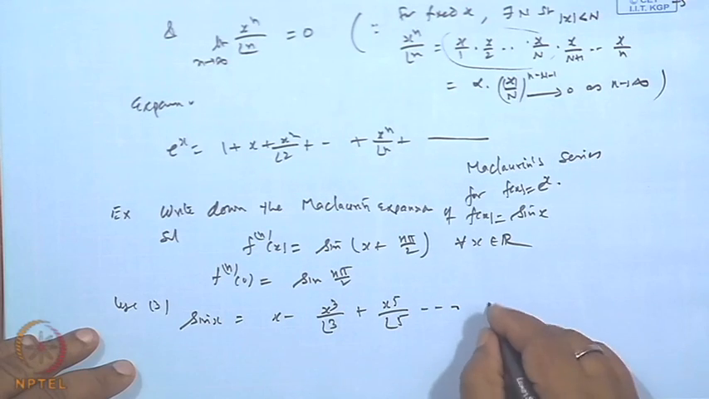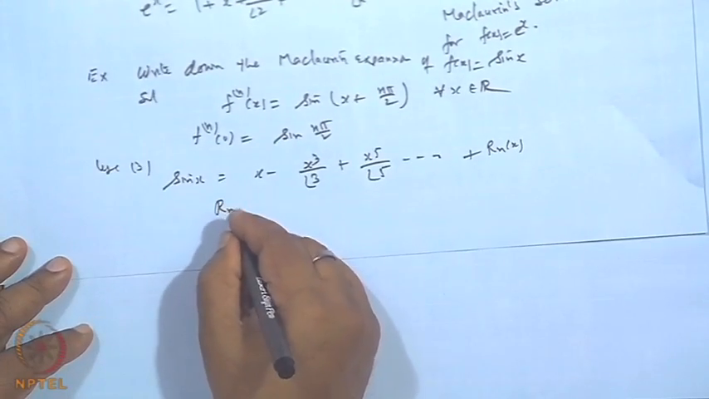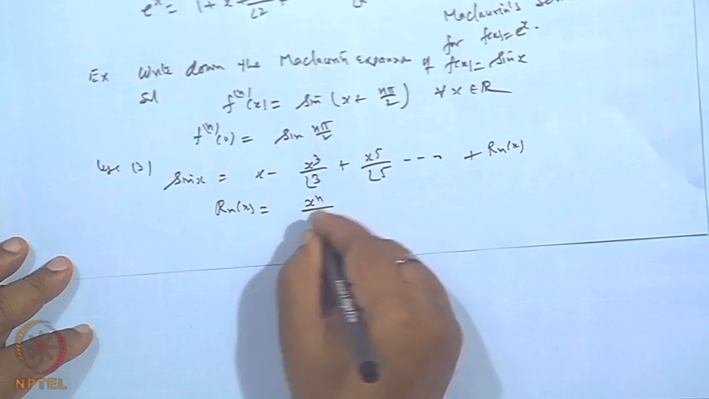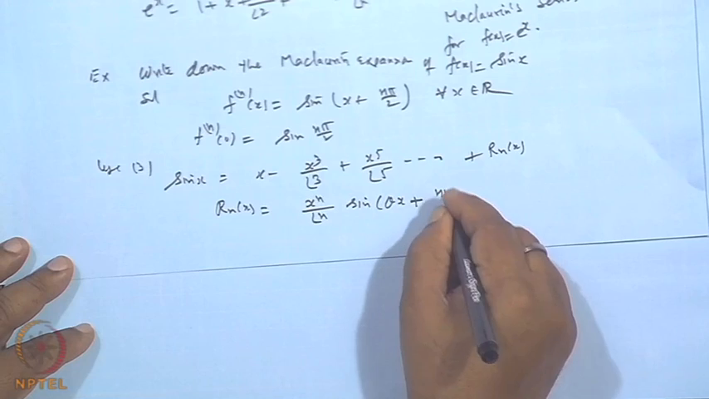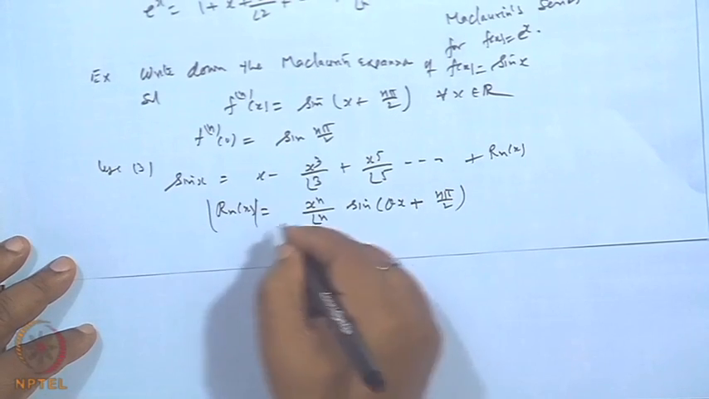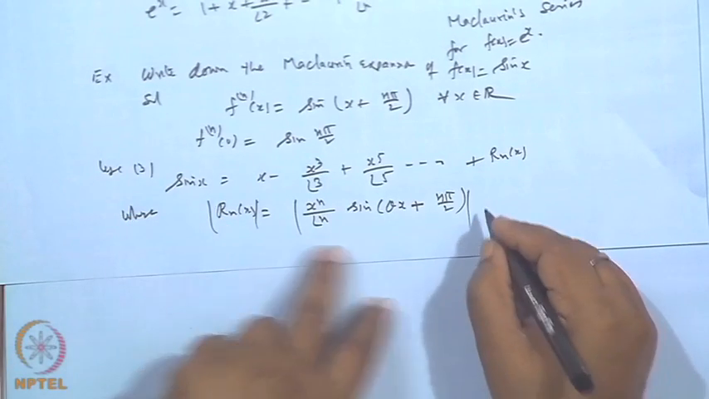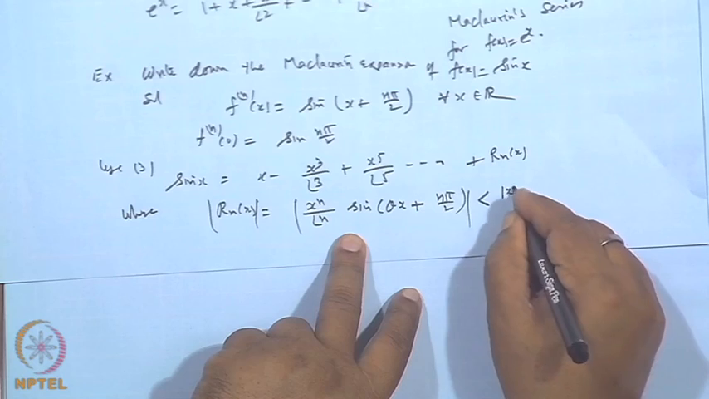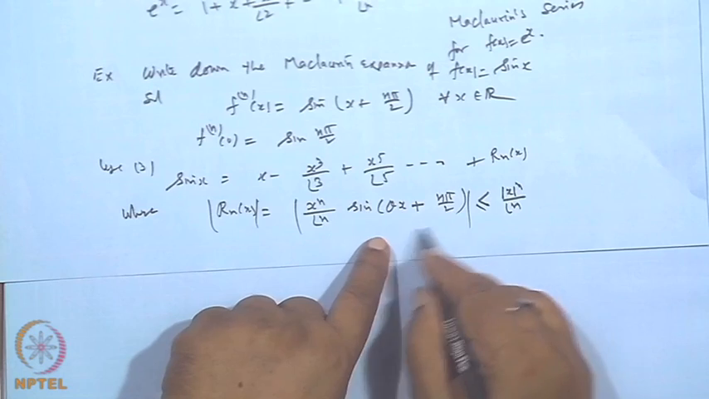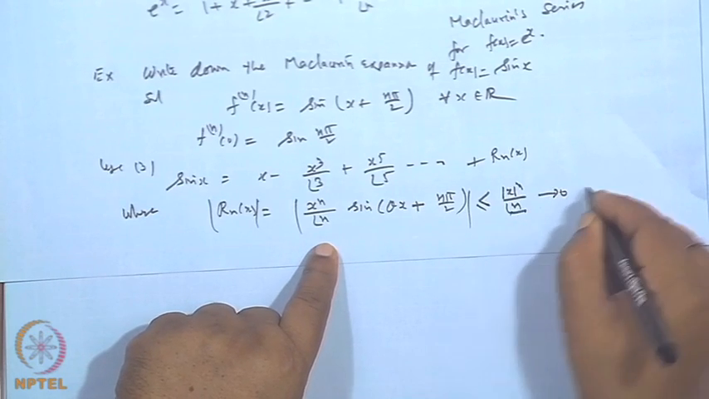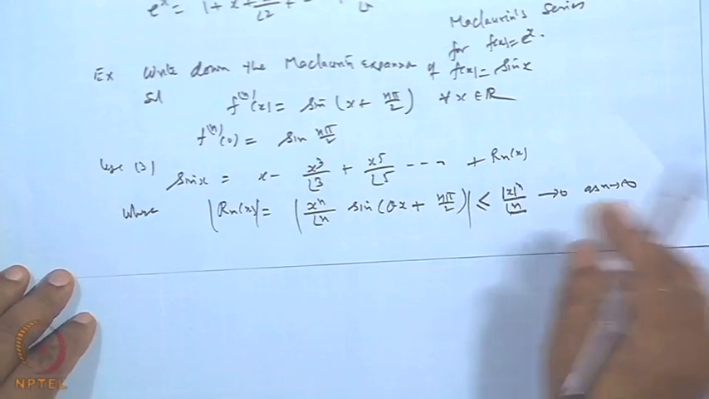And what is the remainder term? The remainder term R_n(x) will be x to the power n by factorial n times sin(theta x plus n pi by 2). This is the remainder. The modulus of the remainder is dominated by mod x to the power n by factorial n, because the sine is always less than or equal to 1. So, as n tends to infinity, this will go to 0. So, again we can expand it and get the series expansion for the function.